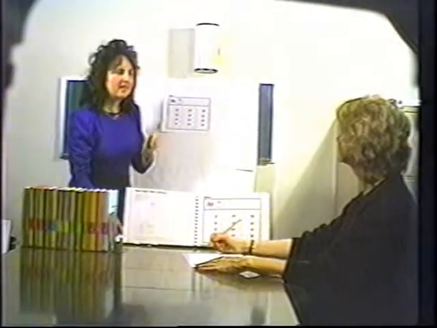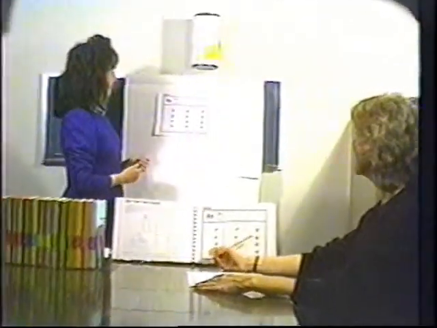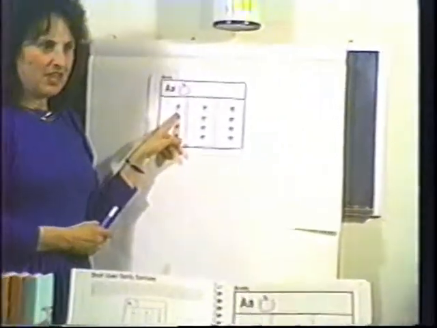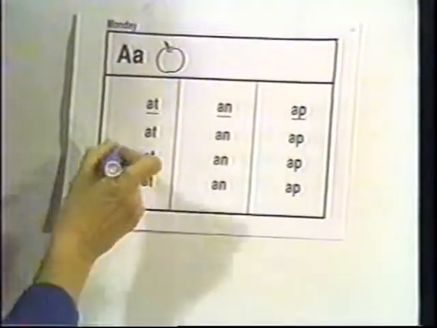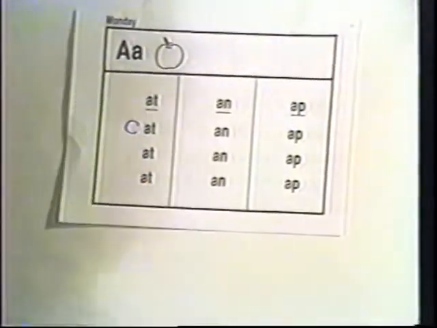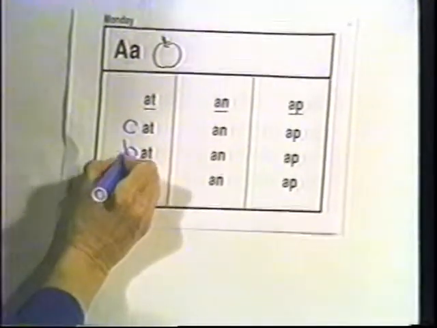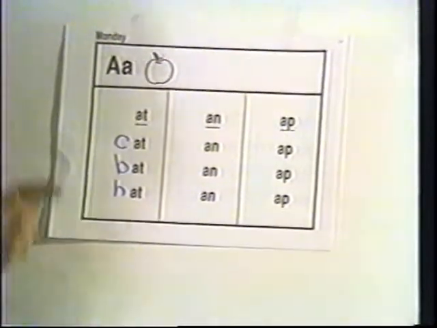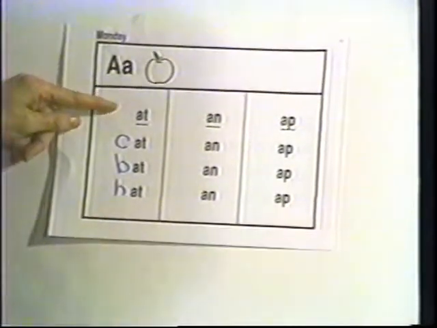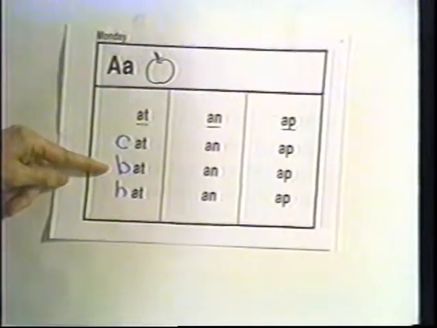Repeat after me. Apple. Apple. Now, you know that A has the sound A and T is T, so if you sound it out, it's at. Now, add a C, what's the word? Cat. Add a B, what's the word? Bat. Add an H, what's the word? Hat. Now, would you read that back from the top? It says? At, cat, bat, hat.